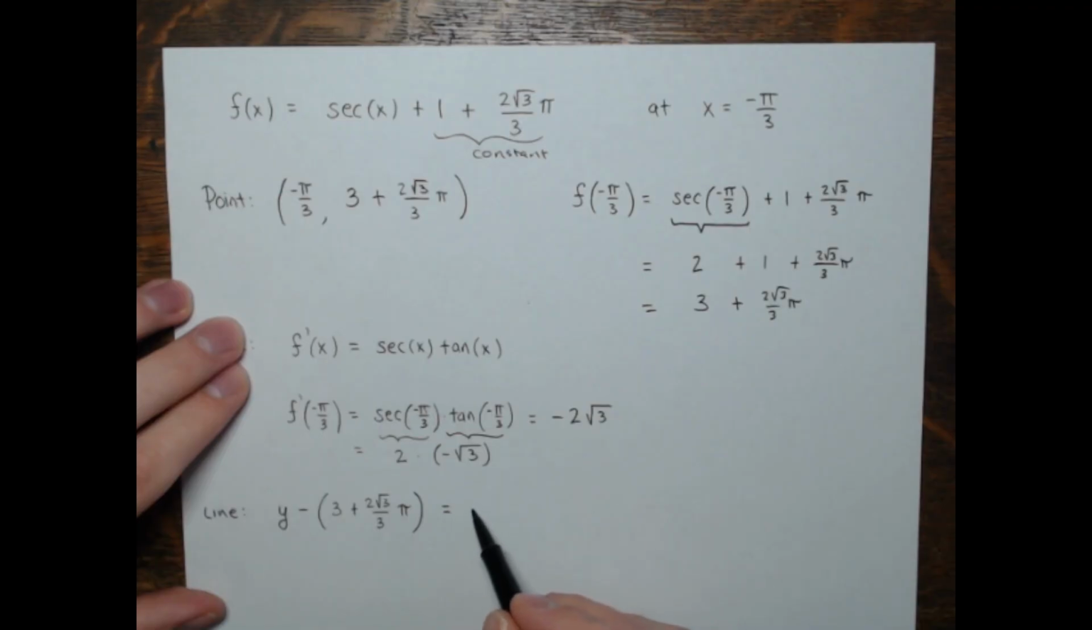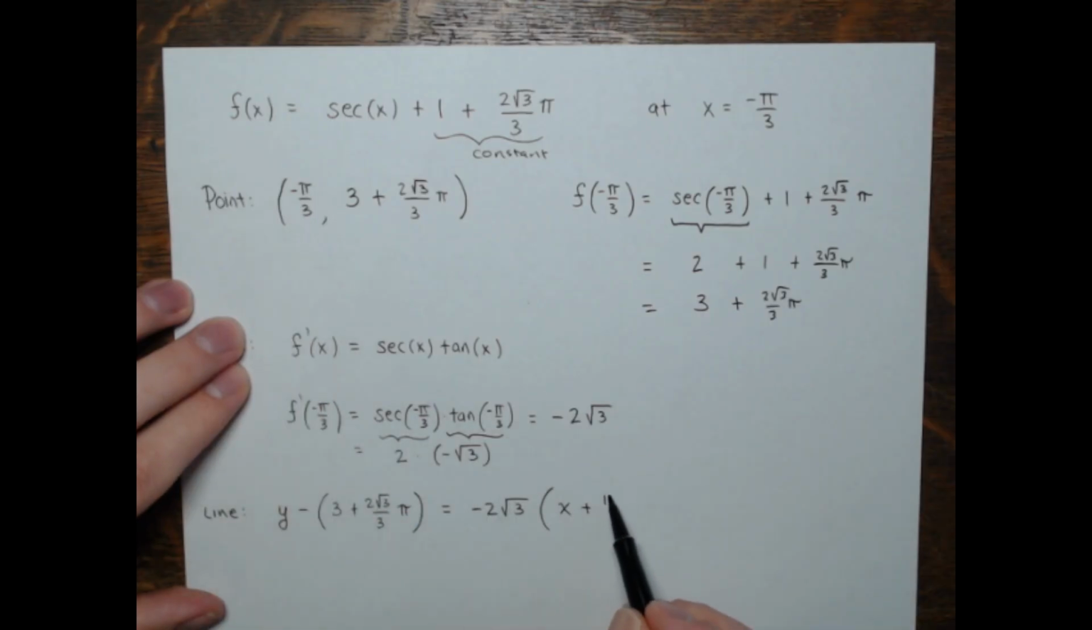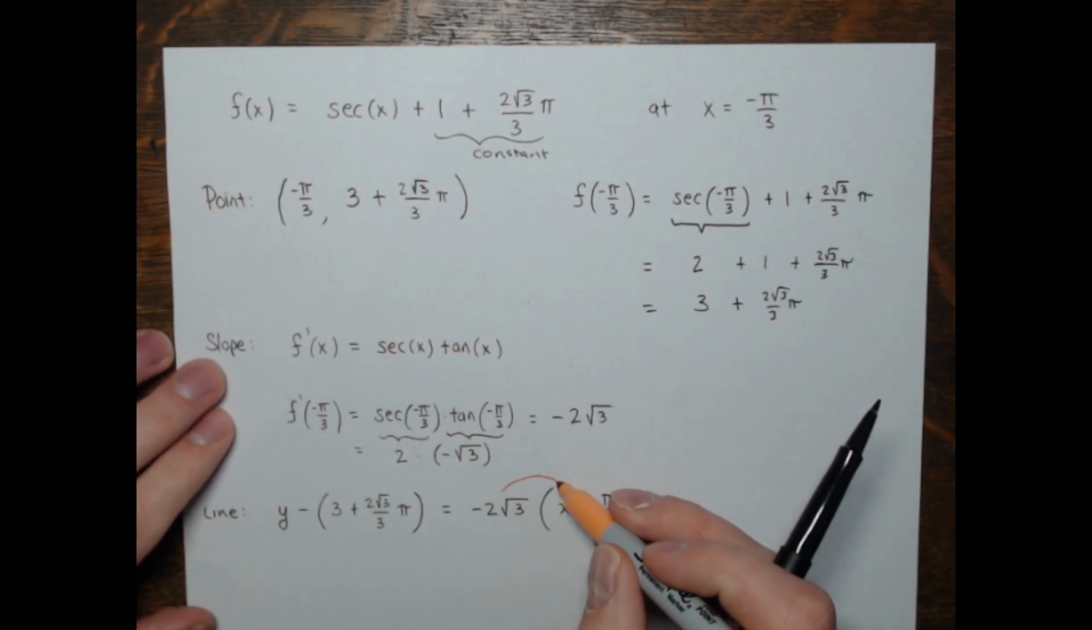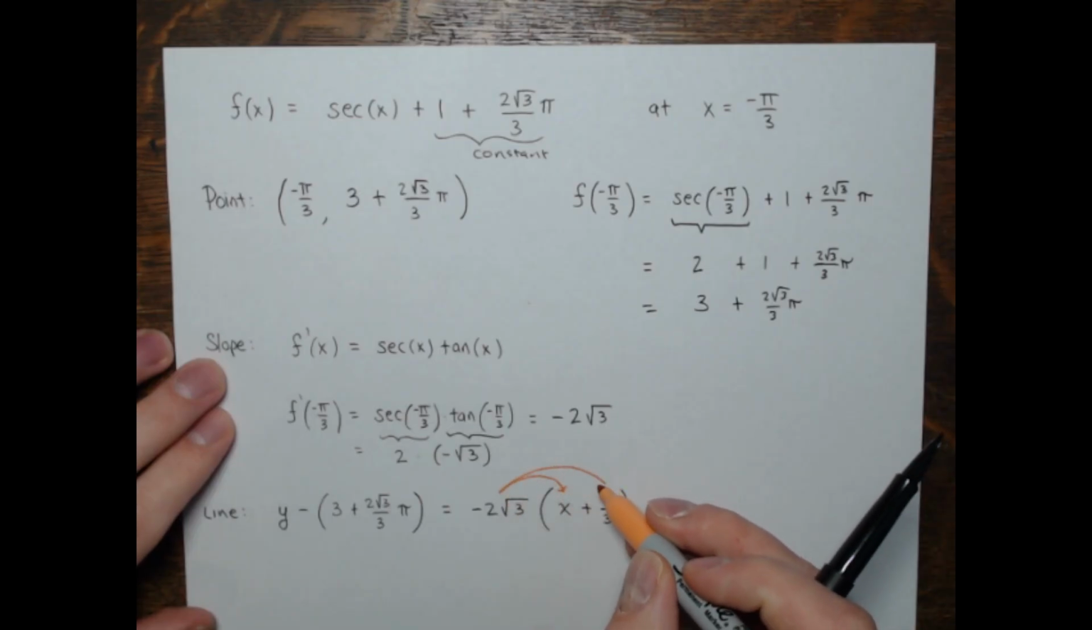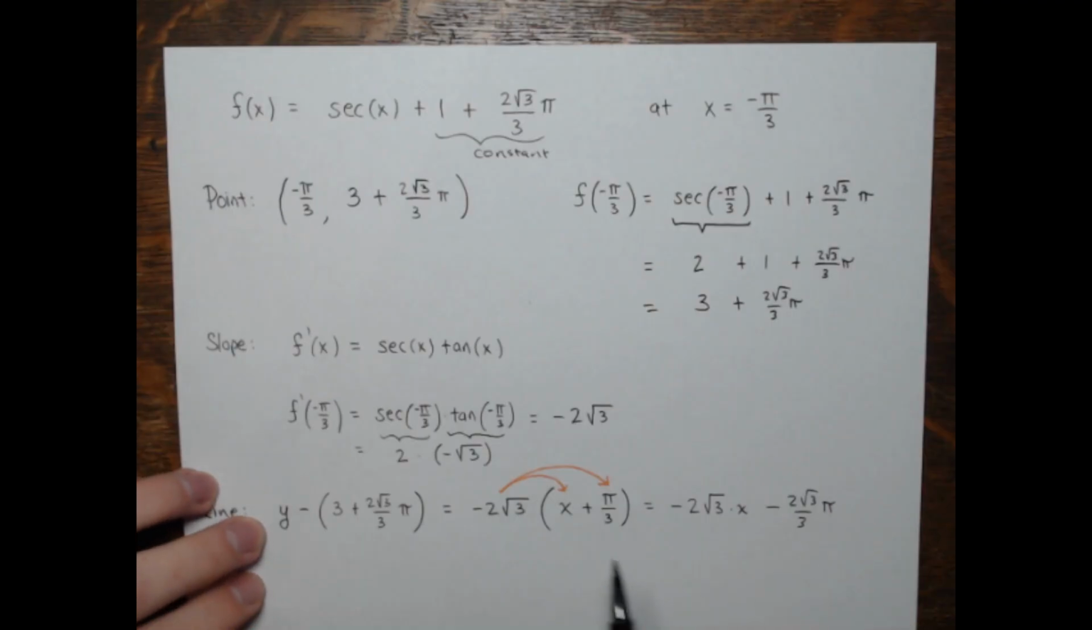Equals the slope, negative 2 root 3, times the quantity x minus the x coordinate of my point. So x minus negative pi over 3, that'd be x plus pi over 3. Okay, so if I put this in slope-intercept form, look, distribute this negative 2 root 3. So I'll have negative 2 root 3 times x, and x is not in the root. Slope times x, and then now minus 2 root 3 over 3 times pi.